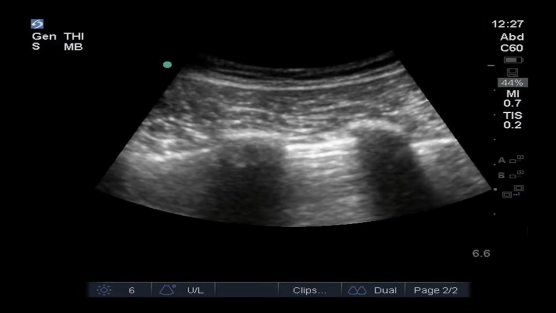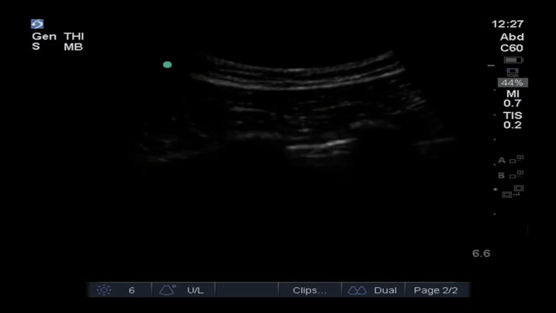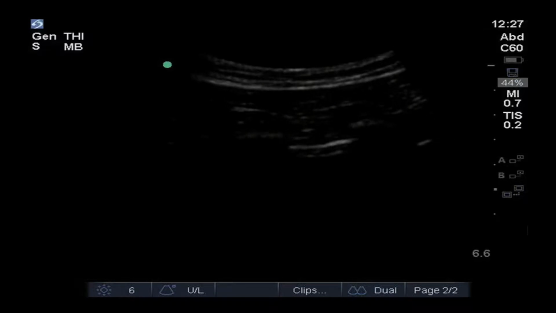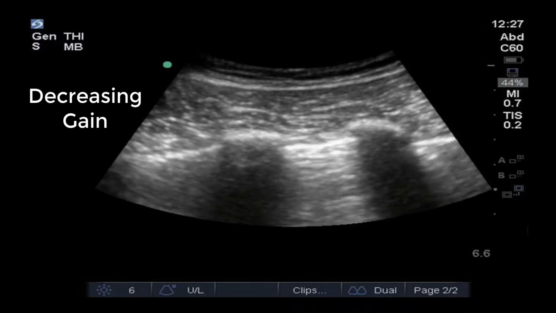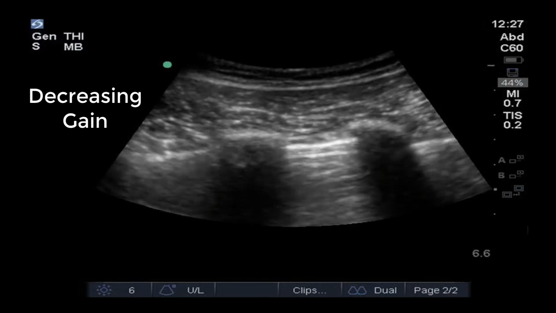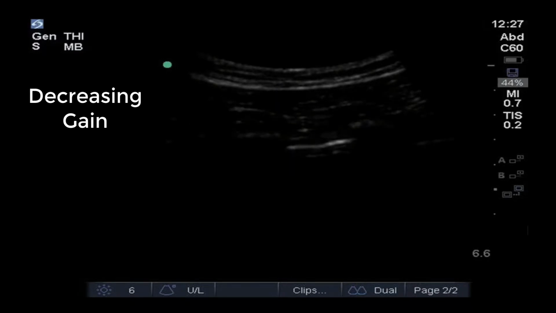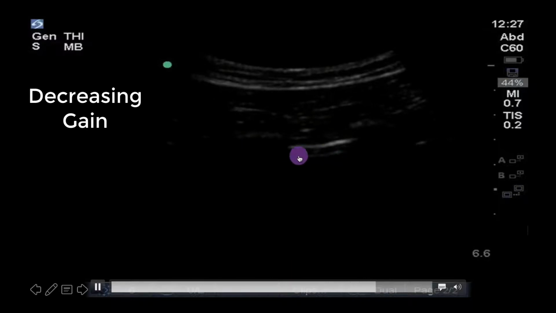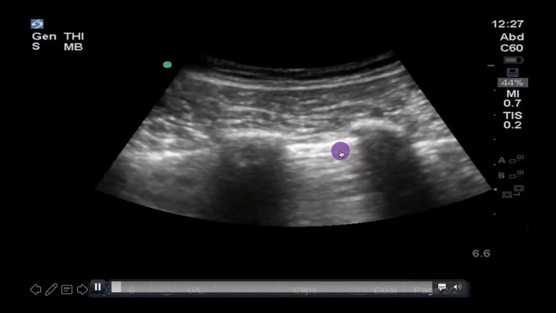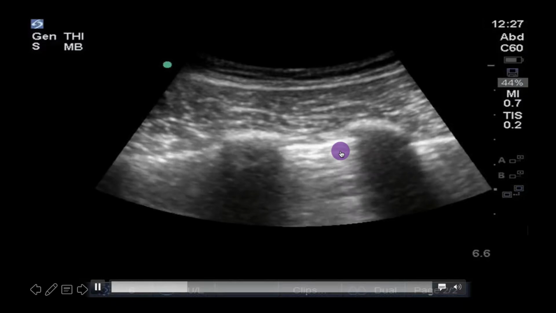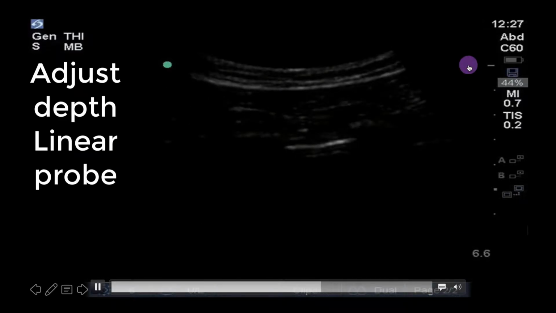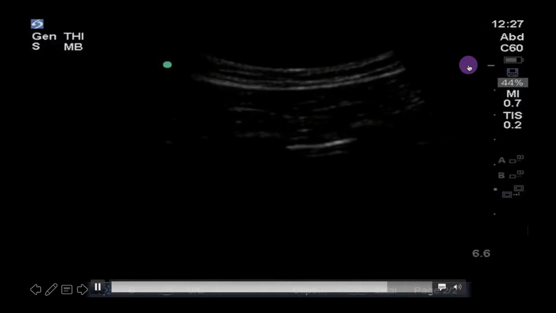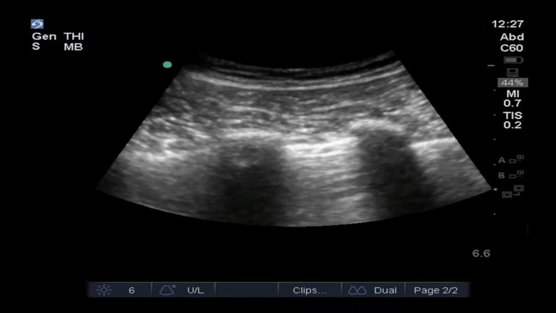On occasion, the pleural sliding or pulse can be difficult to see. Decreasing the gain, even down as far as it will go, will often enhance the contrast so that the pleura and its movement can be seen more clearly. Other useful tricks are adjusting the depth so the pleura is in the middle of the screen, switching to a linear probe to enhance resolution, and using M mode, as we will discuss shortly.